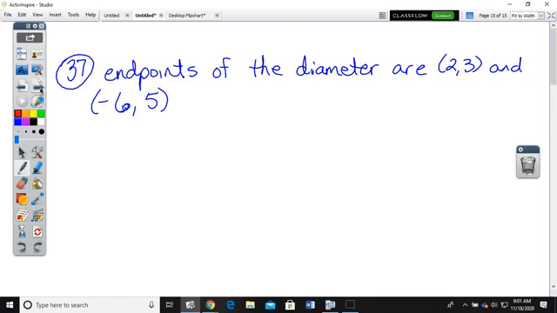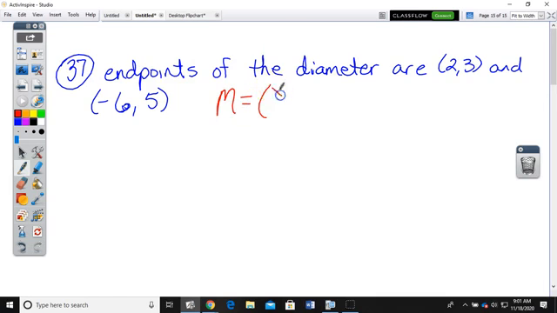Last one. 37. Endpoints of the diameter are 2, 3, and negative 6, 5. That's all it told us. Okay? So, there's a few ways we can do this. How can we figure out the center? Well, the center is in the middle. So what formula from Algebra 1, pre-algebra, might we need to use? The midpoint formula. Does anybody remember what that is?